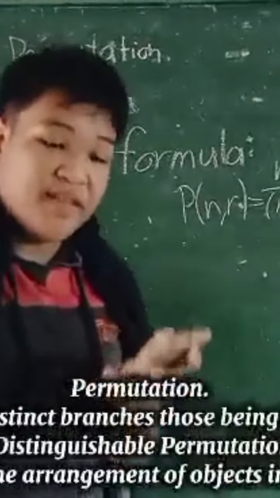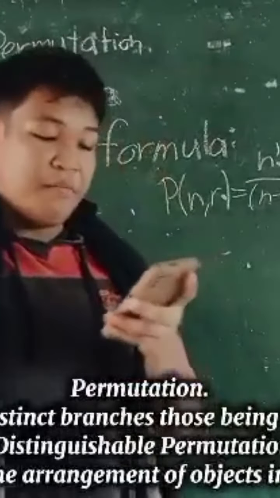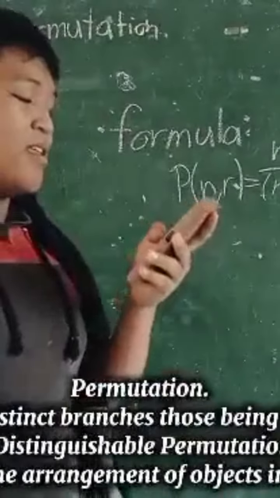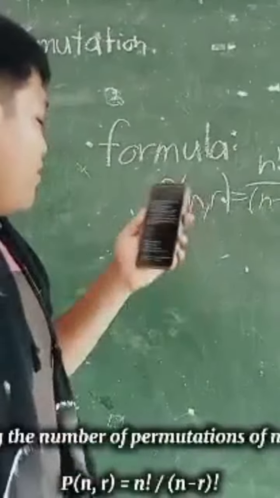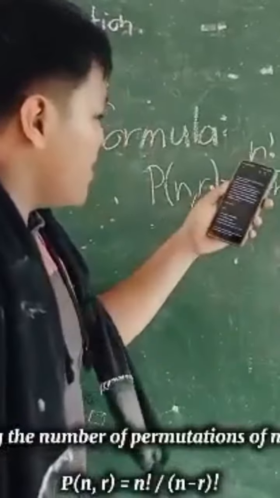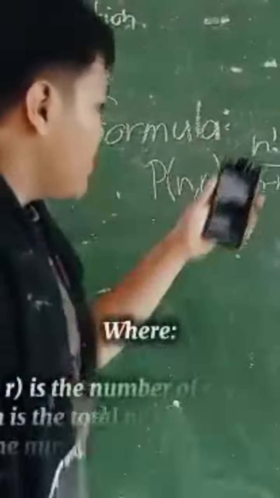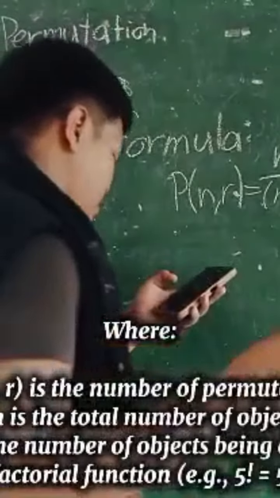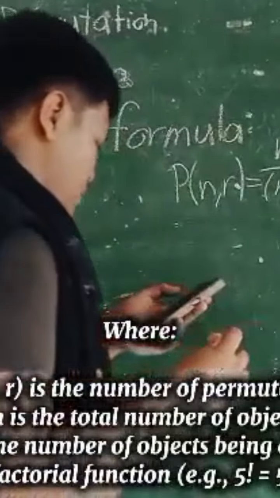Permutation. Permutation has 3 distinct branches, those being linear, circular, and distinguishable permutation. Permutation is the arrangement of objects in a specific order. The formula for calculating the number of permutations of n objects taken r at a time is P(n, r) equals n factorial over (n minus r) factorial, where P(n, r) is the number of permutations, n is the total number of objects, r is the number of objects being chosen, and the exclamation mark denotes the factorial function.